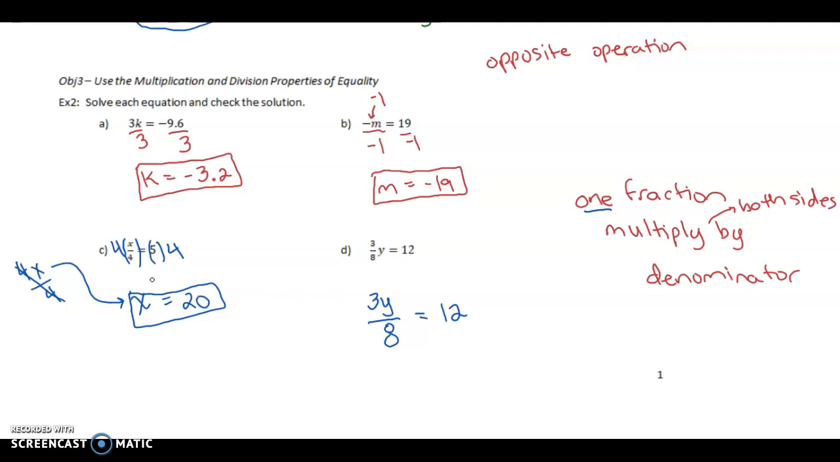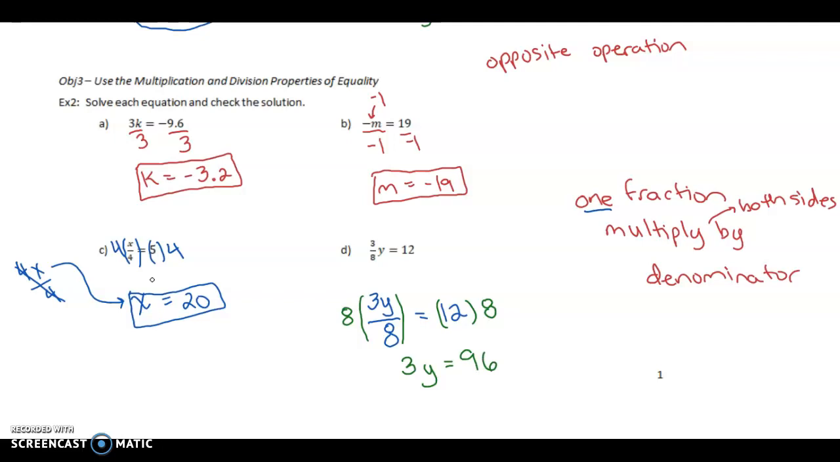When there's one fraction, you multiply both sides by the denominator. So we're going to multiply this side by 8, and this side by 8. We get 3y equals, that should be 96.